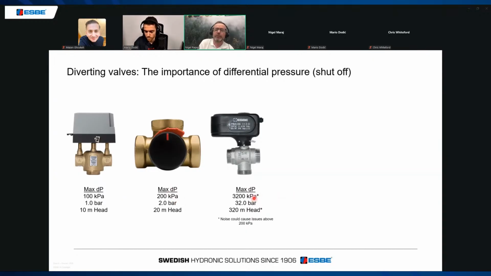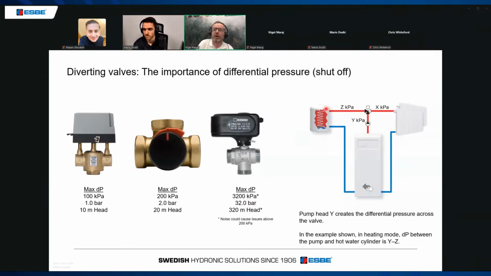but you would never work at that because it gets noisy, so we wouldn't recommend you use it above 200 kilopascals. But what does that actually mean? In the diagram here, I have a pump and we're diverting between the hot water cylinder and the heating circuit. So I'm saying the pump's working at Y. Now, we were discussing this a couple of days ago, Marin, you saying that could be 1.5, 1.7 bar. So that's 150 or 170 kilopascals.